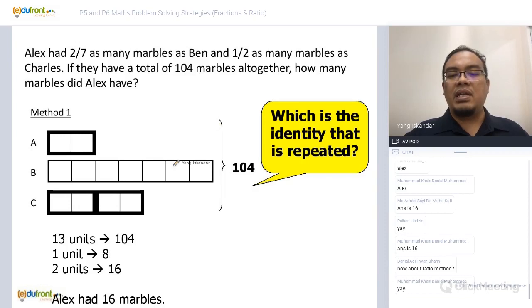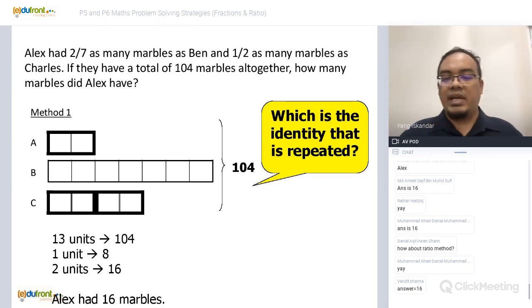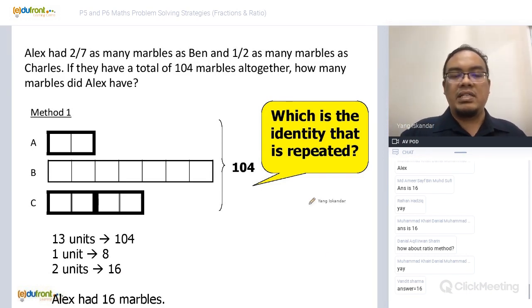So from this model, you can see that Alex has 2 units. So 2 units is 8 times 2, you get 16. So the answer is 16 marbles. Okay? All right, so this is the model method.